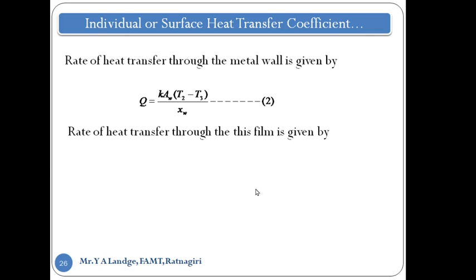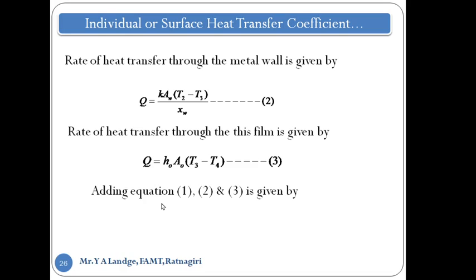For the rate of heat transfer through the cold side fluid, we write Q is equal to HO AO (T3 minus T4), where HO is the outside heat transfer coefficient, AO is the outer area of the pipe, T3 is the temperature of the surface of the metal, T4 is the temperature of the bulk cold fluid, and Q is the heat transfer rate. So we have the convection on the inside, the conduction through the metal wall, and the convection from the metal wall to the cold fluid. We write all these three equations.